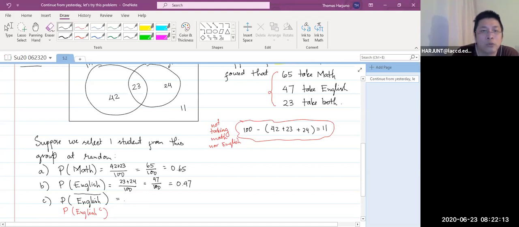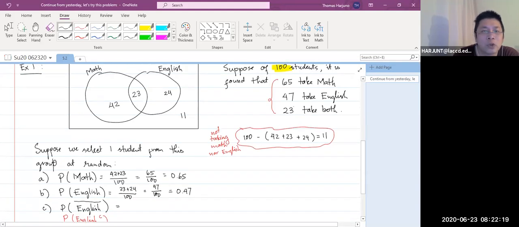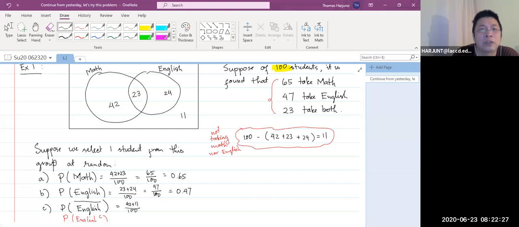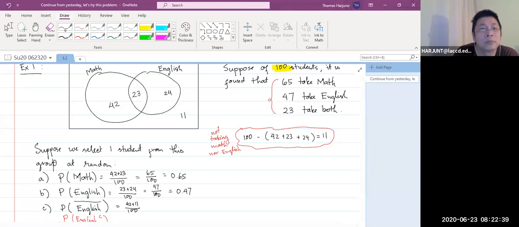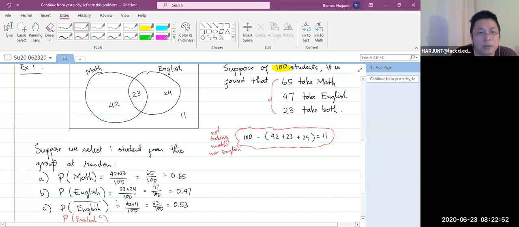how do we compute it? There are two ways to do this. The first one is compute those not in English, not taking English. 42 plus 11, right? So kind of like you cover this English. Then you see, oh, 42 plus 11, that is 53 over 100, which is 0.53. Okay, now that's the first method to do that.